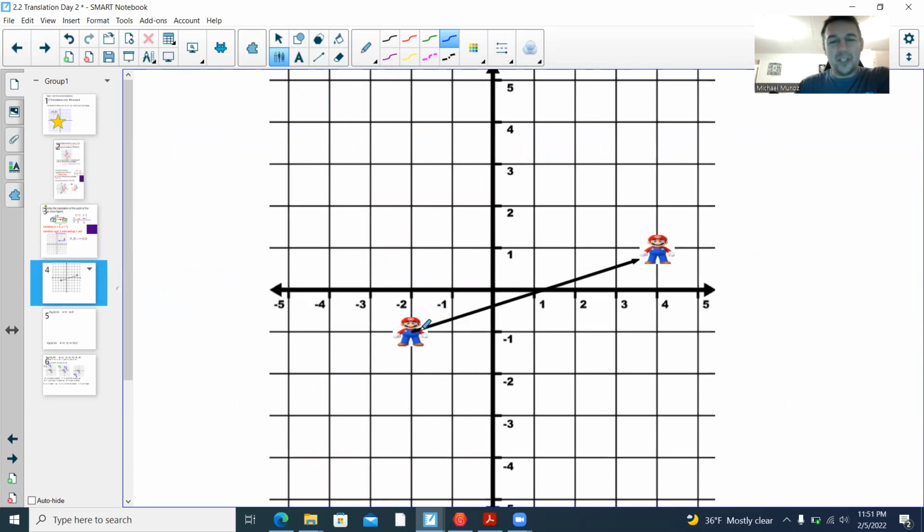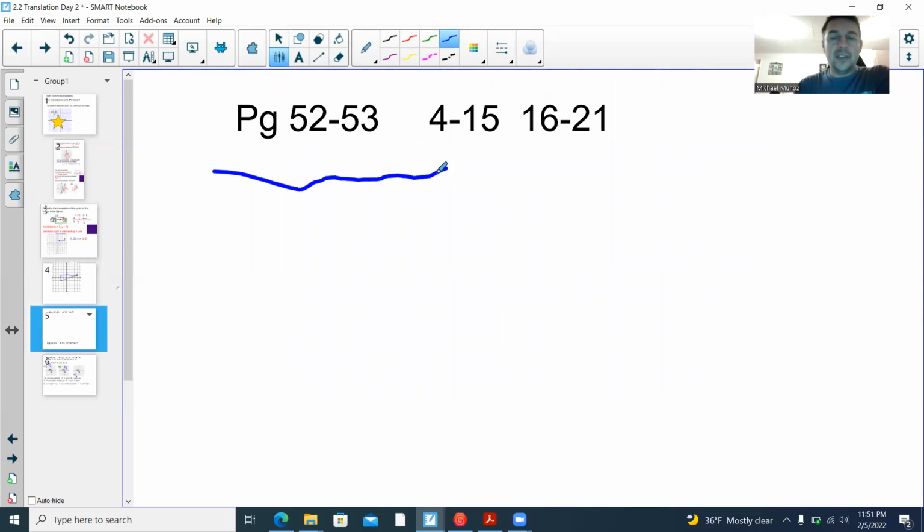And then here's just a random picture of Mario. You're going to have a question like this in your assignment today, but it's just going to talk about the arrows, the new image, that's the new spot, and it's going to tell you what he did. So he went up 2 units and right 6 units. And then here's your assignment: page 52 through 53, 4 through 15, 16 through 21. So make sure to write that down, put it at the top of your paper.